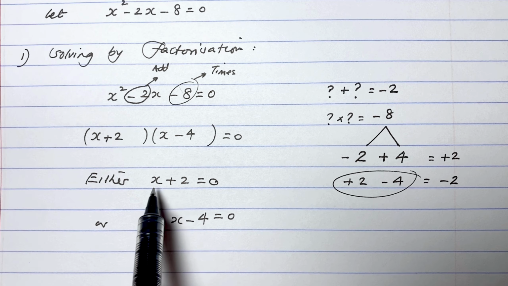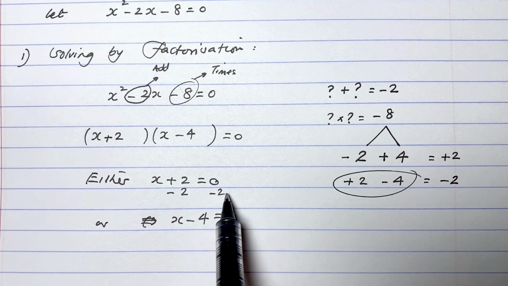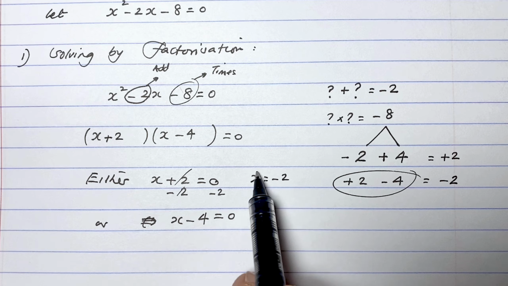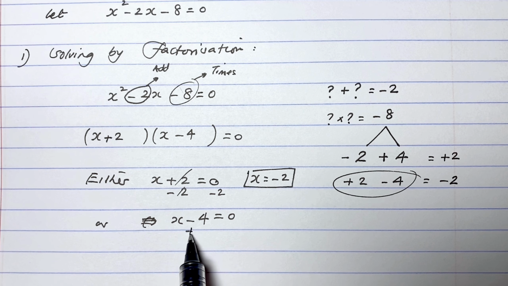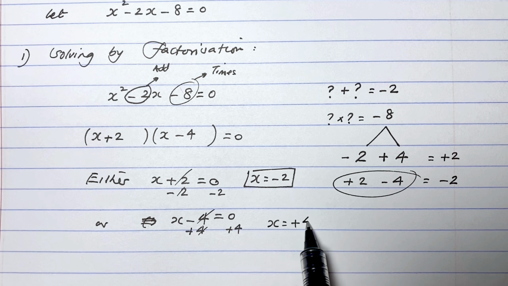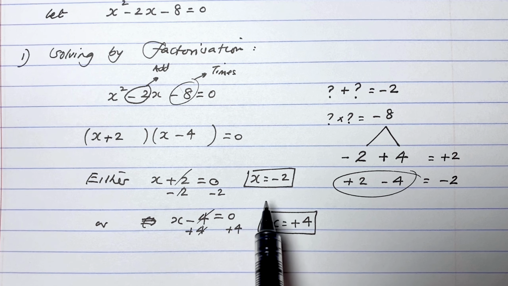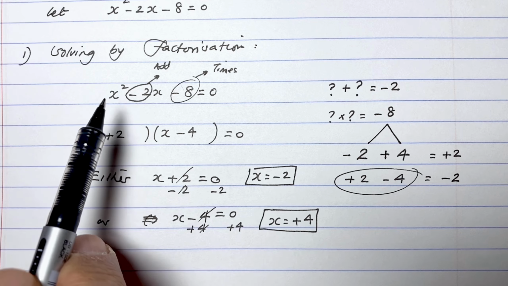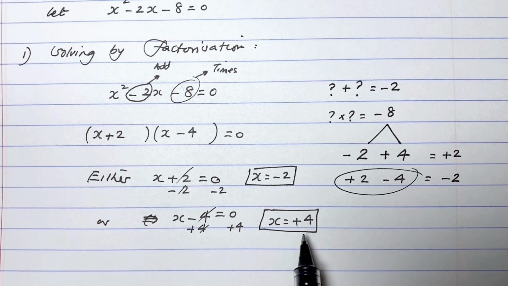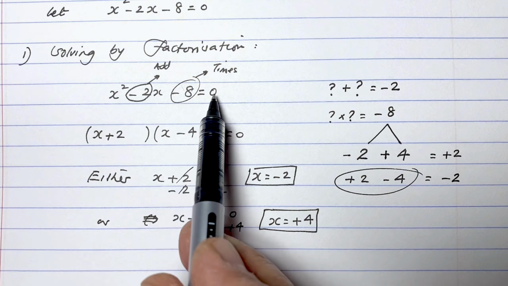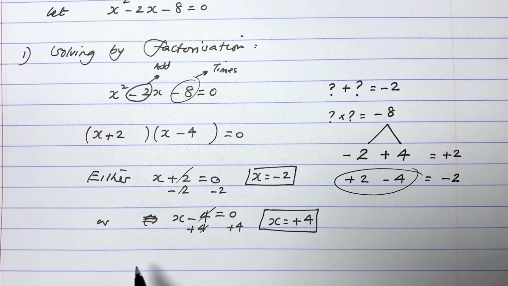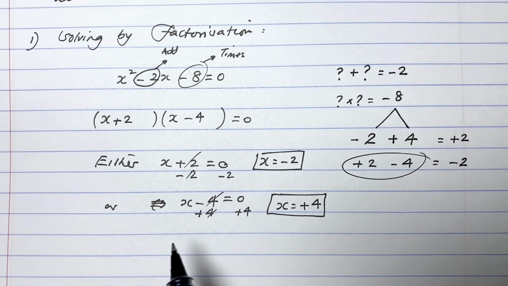In order to find the value of x, we balance each equation. Here, x equals -2 as one of my answers. Here, I balance by adding 4 to both sides. So my solutions to this equation are x equals -2 and x equals 4. By substituting x equals -2 in this equation, I will get 0. By substituting x equals 4 in this equation, I will get 0. So my answers are x equals -2 and x equals 4 using quadratic factorization.